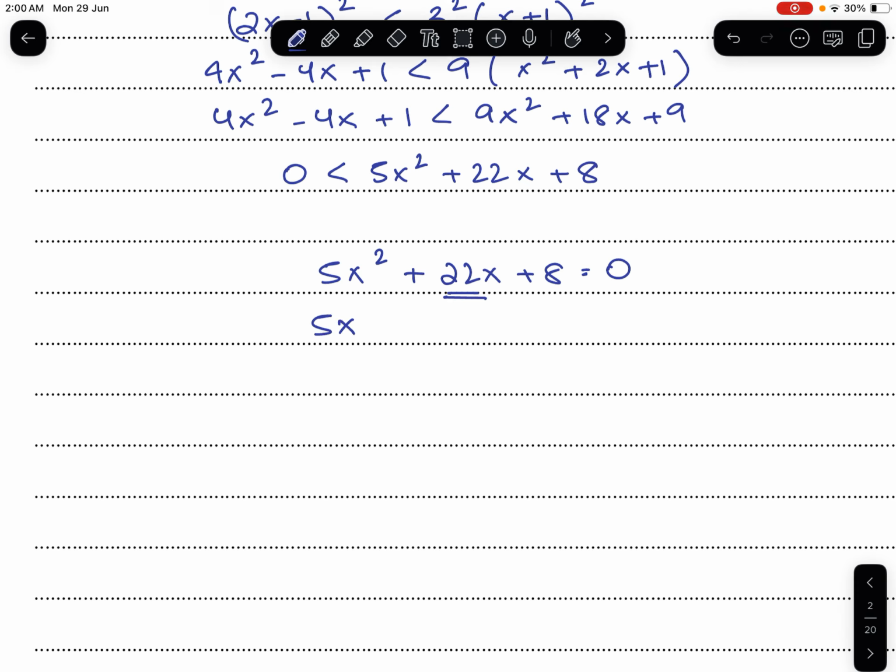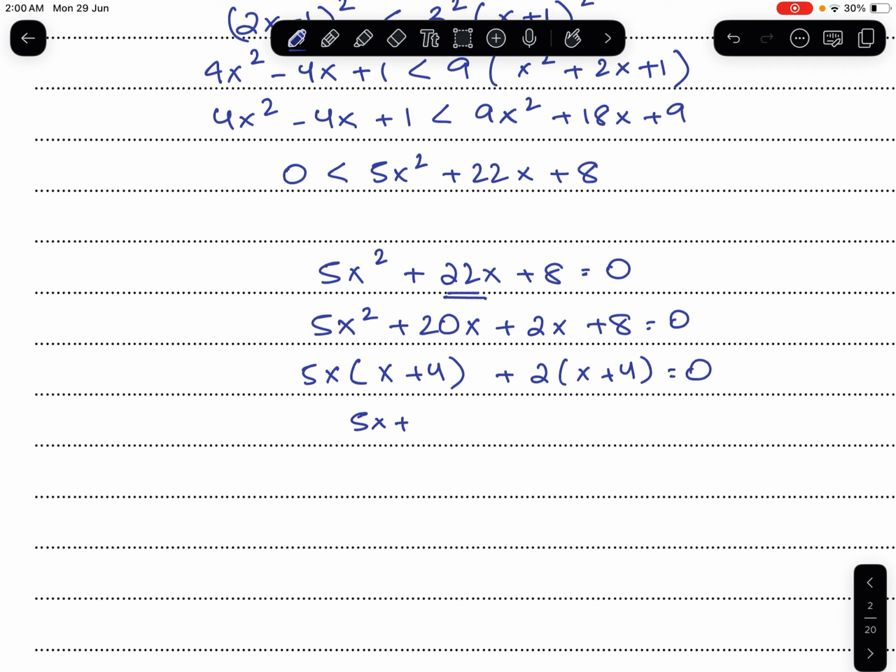So let's just factorize the way we know how. Very simply, it's just a quadratic equation. We have done this probably many times in maths actually. So now if we take 5x common, we have x plus 4, and then taking 2 common, we have x plus 4 here too, and we get (5x plus 2)(x plus 4) equals 0.